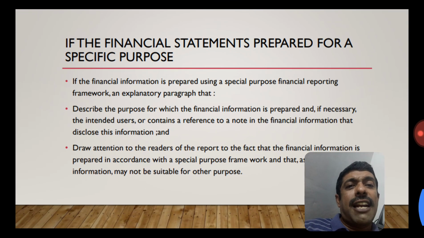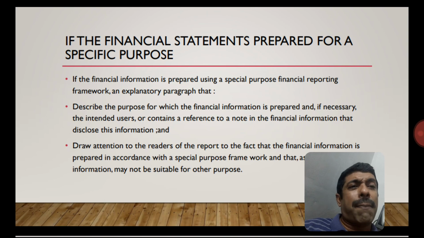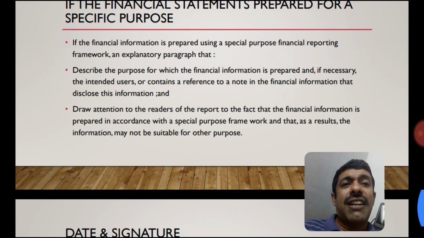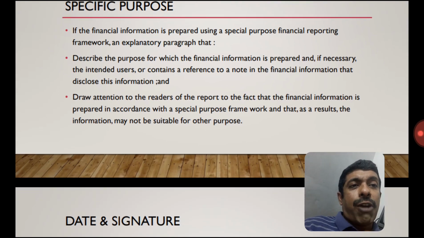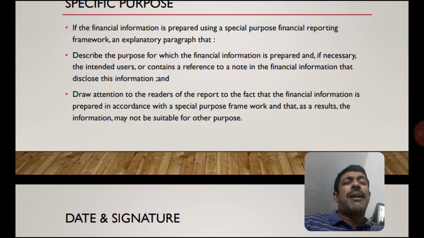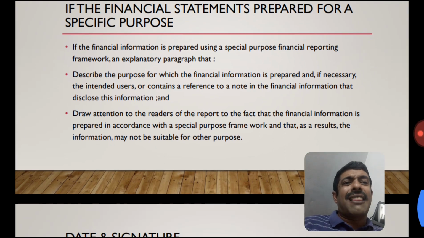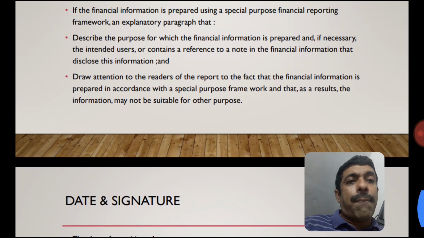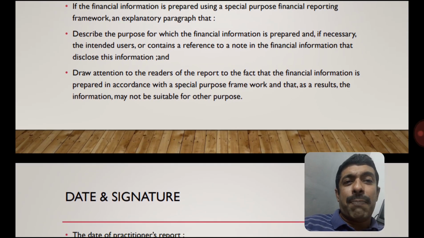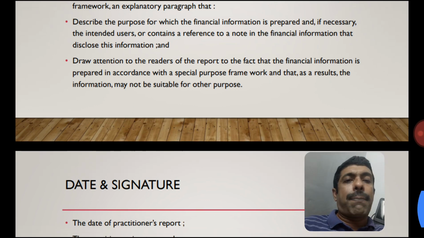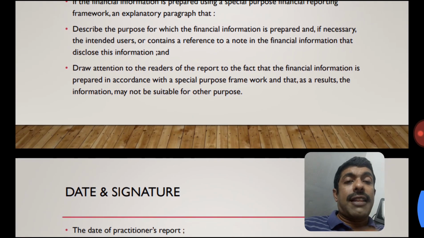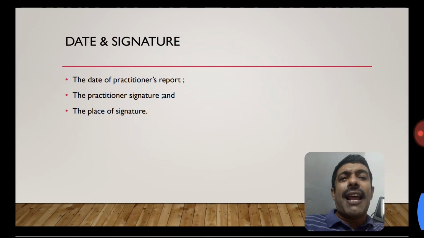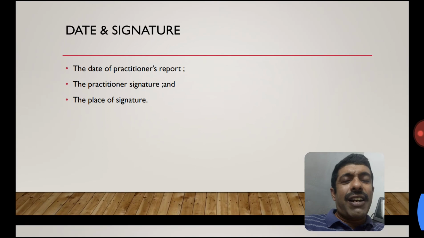If the financial information is prepared using a special purpose financial reporting framework, then the following particular information is also relevant. Describe the purpose for which the financial information is prepared. If it is a specific purpose, then mention the purpose for which it is compiled. Draw attention in the report to the fact that the financial information is prepared in accordance with the special purpose financial reporting framework. Then the date, signature and other parameters remain as in SA 700.